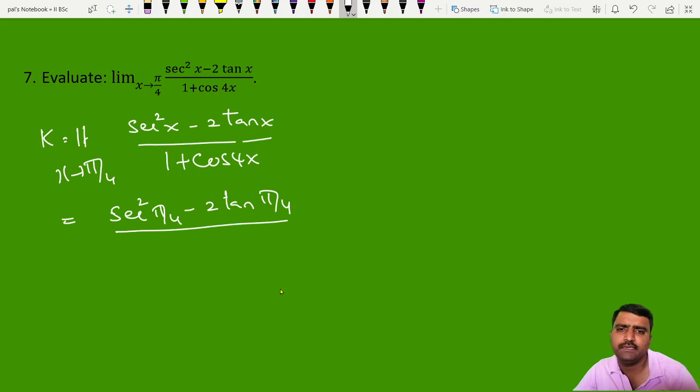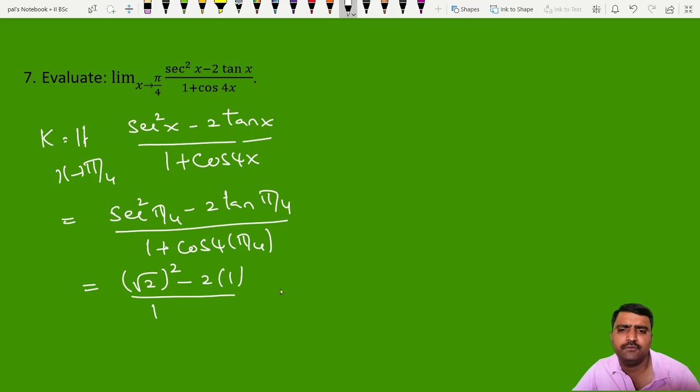This divided by 1 plus cos 4 into pi by 4, which is equal to secant pi by 4, which is root 2. Cos pi by 4 is 1 by root 2, so secant pi by 4 is root 2. Root 2 whole square minus 2 into tan pi by 4, which is 1. This divided by 1 plus, actually this is plus, 4 cancels, remaining is cos pi. Cos pi value is minus 1. So this is equal to 0 by 0, which is indeterminate.